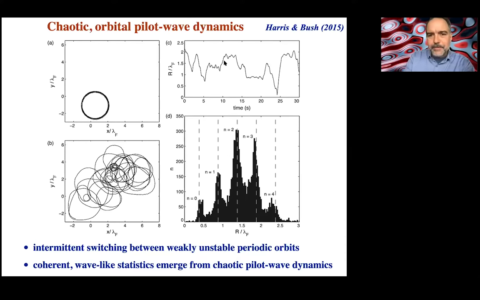So if you plot the radius of curvature as a function of time, you see these plateaus which correspond to these individual quantized orbits. As a result, the emergent statistics has a multimodal form with peaks corresponding to the unstable circular orbits. Okay, so again, this is a second example where you see coherent wave-like statistics emerging from chaotic pilot wave dynamics.